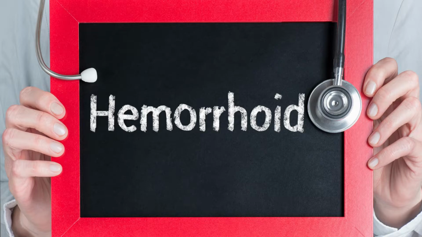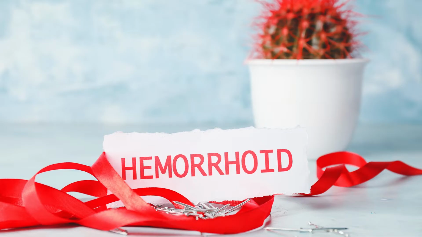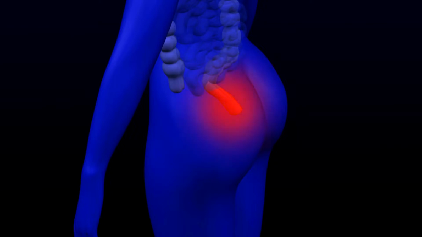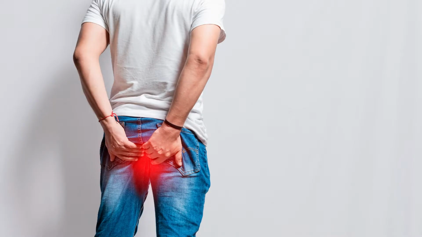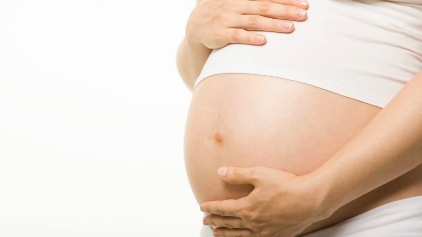Number 3 condition is hemorrhoids. Hemorrhoids are dilated veins in the anal canal, a structural disease. They are swollen blood vessels that line your anal opening. They are caused by chronic excess pressure from straining during a bowel movement, persistent diarrhea, or pregnancy.